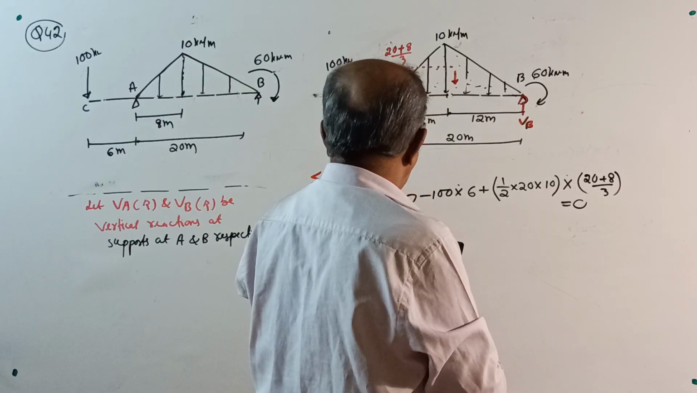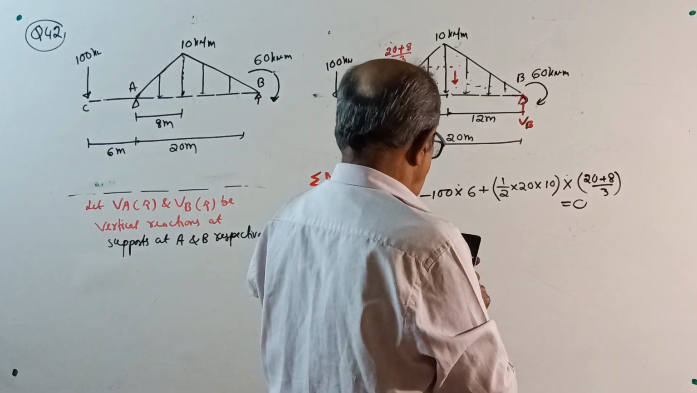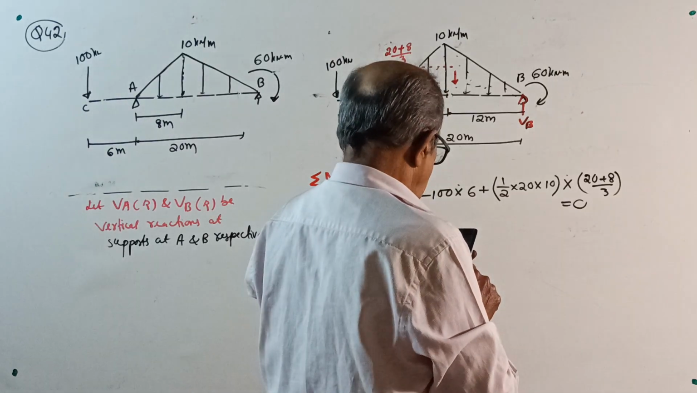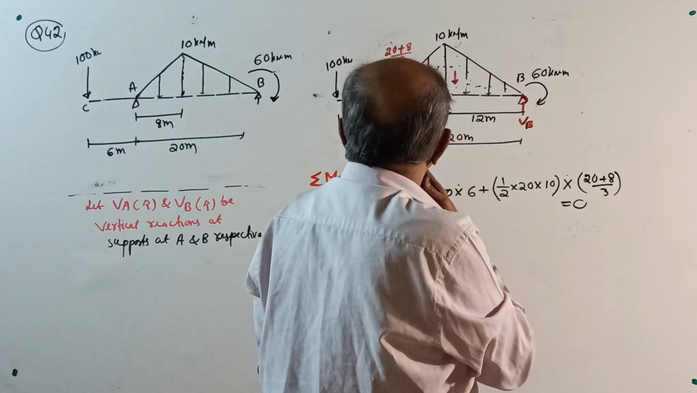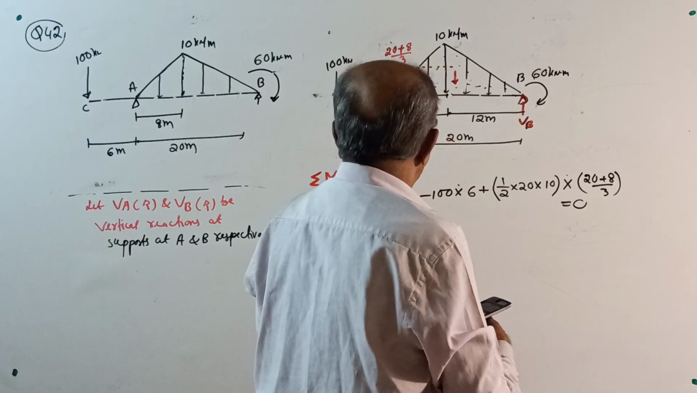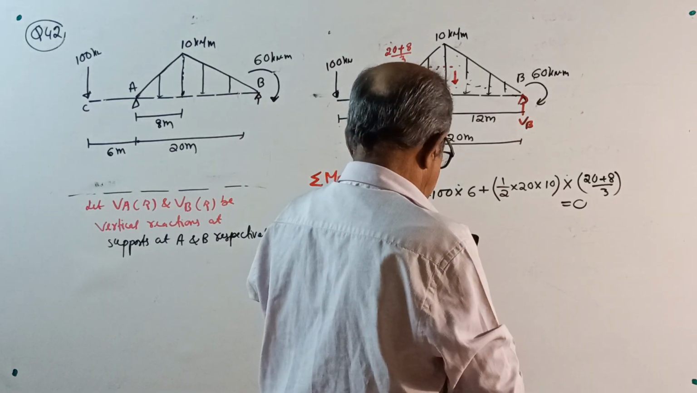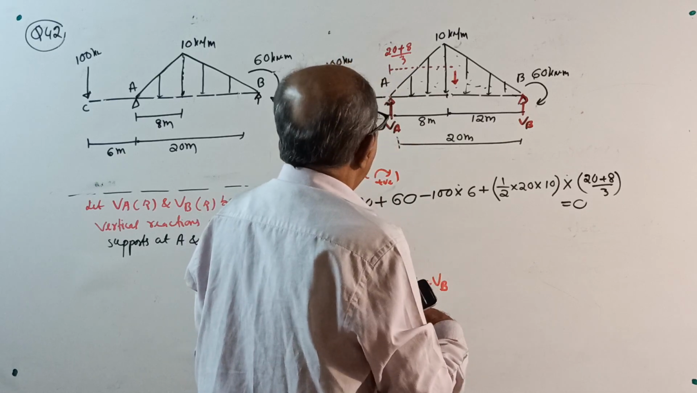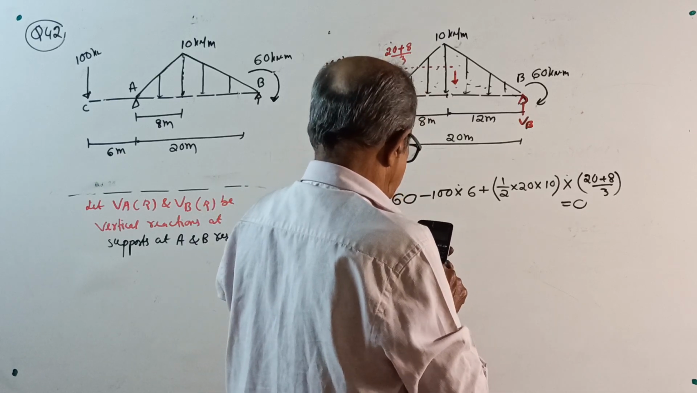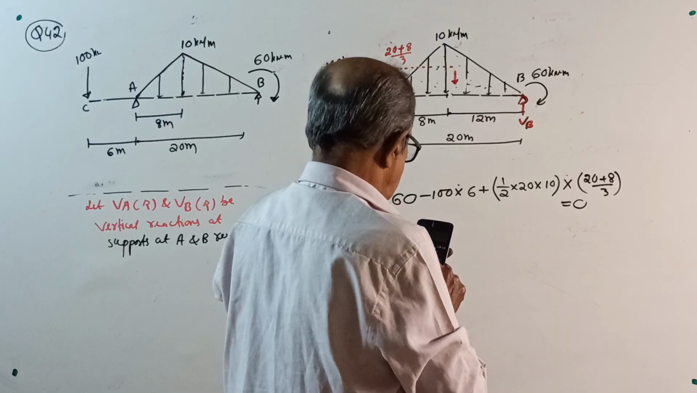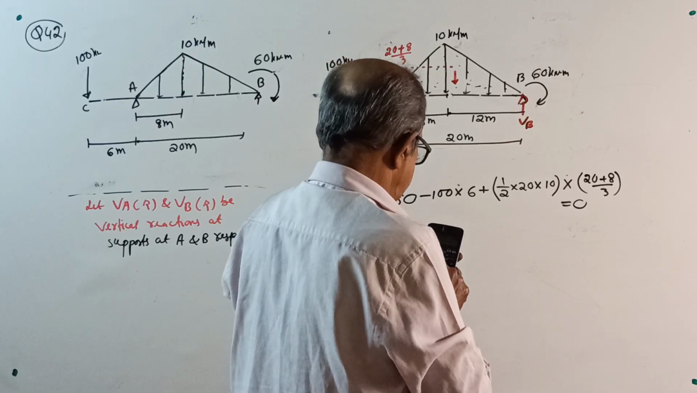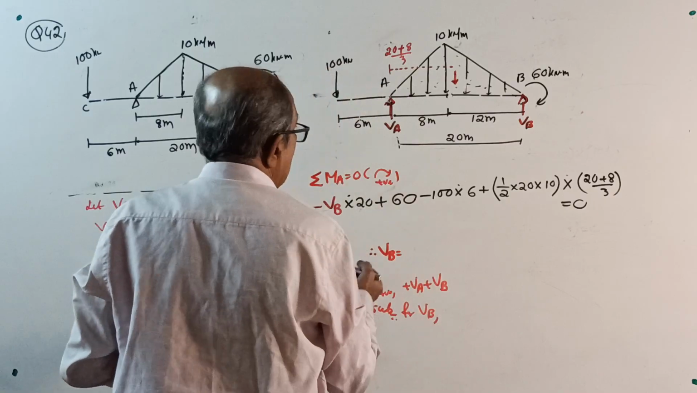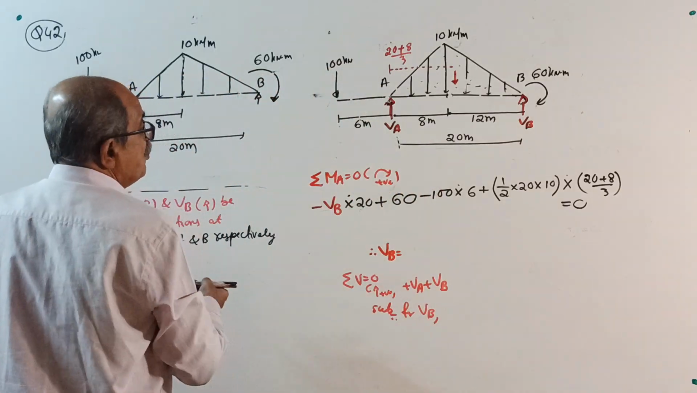60 minus 100 into 6 plus half into 20 into 10 into bracket 20 plus 8 close divided by 3, divided by 20. Why is it giving a fractional value? By taking 10, I am getting a fraction. It is still giving minus. I want it to be plus. Half into 20 into 10 into bracket 20 plus 8 close divided by 3 is giving 933. I have slightly changed the question now. I want a negative sign there for some reason, so I am changing the question.